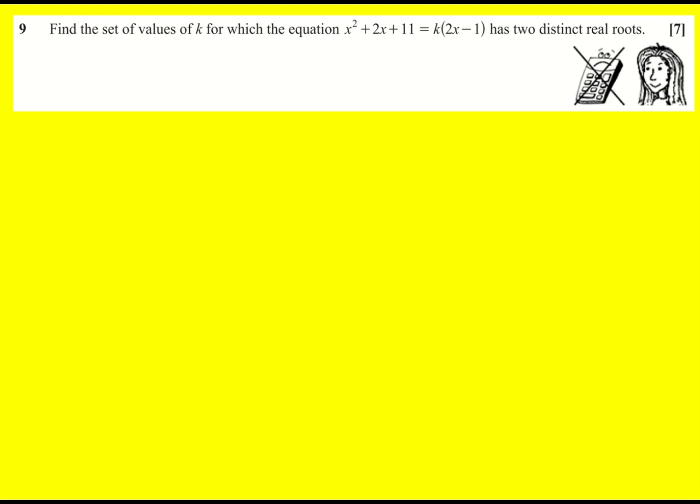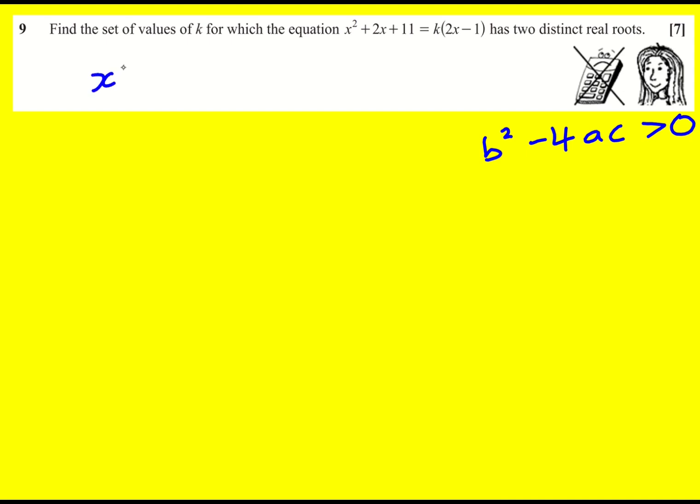All right, we're asked to find the set of values of k for which the equation given has two distinct roots. Now, this is a quadratic, and so we're going to need to look into b squared minus 4ac, the discriminant. And for it to have two distinct roots, it's going to be greater than 0. So let's get it into the right form.